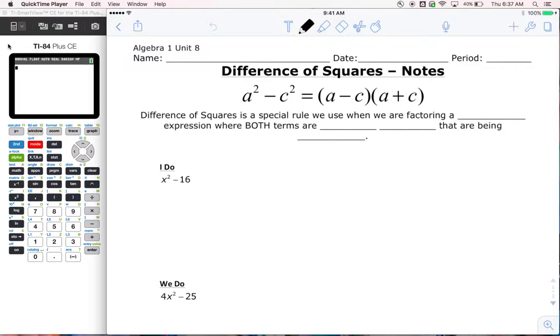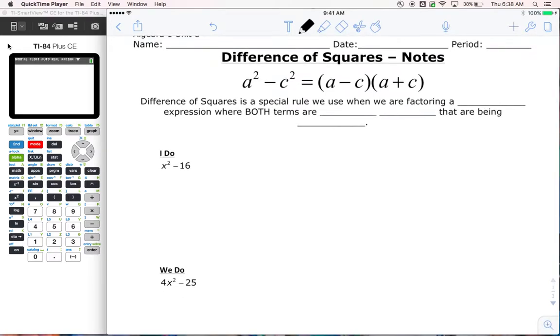All right, today we're looking at difference of squares, and we are still factoring, right? We can still see that our final answer is going to have two parentheses, these two groups, which is kind of what we think of when we think of factoring. And difference of squares is just a very special case that sometimes happens when we factor. It's a special rule we use when we are factoring a binomial, not a trinomial, right?